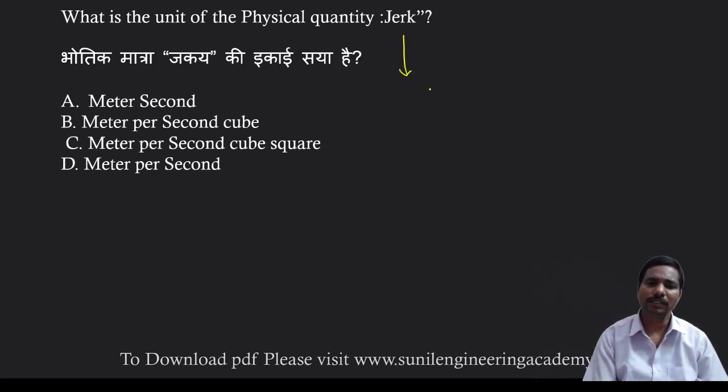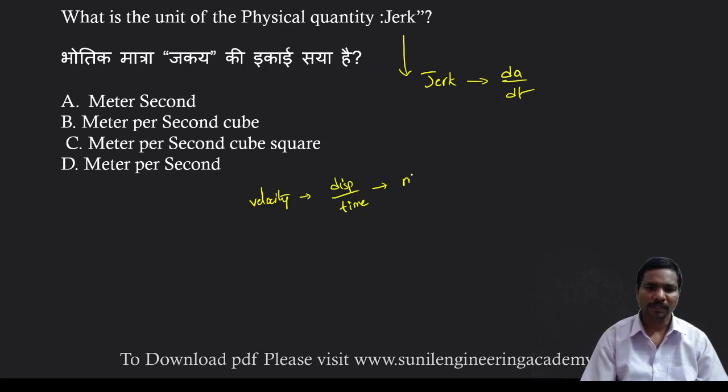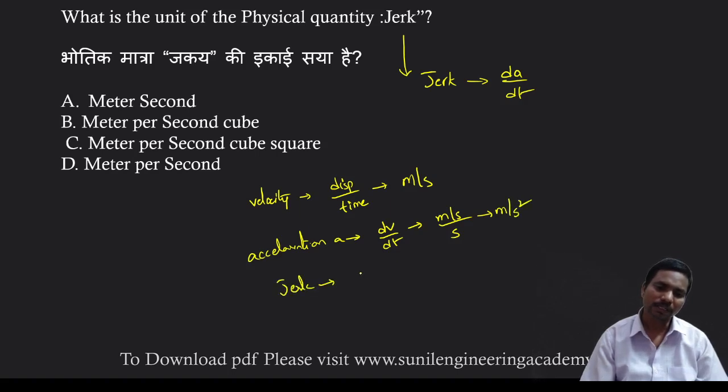Jerk. What is meant by jerk? Anyone having an idea? Jerk is nothing but change in acceleration. If you consider velocity, it is change in displacement by time, so meter per second. If you consider acceleration, a is dv by dt, change in velocity with respect to time, meter per second by second, meter per second square. Jerk is nothing but change in acceleration with respect to time.